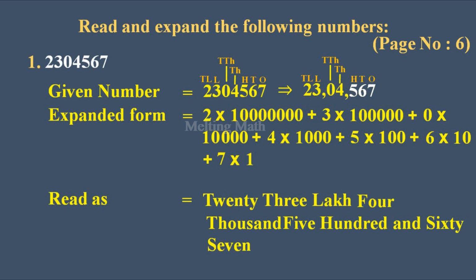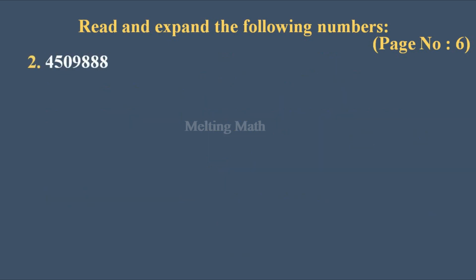23,04,567. That's it. This is how we have to expand the number and read that number. Okay, next see the second one. Just write the given number. Given number is 450988. Then we have to write the place of each digit.